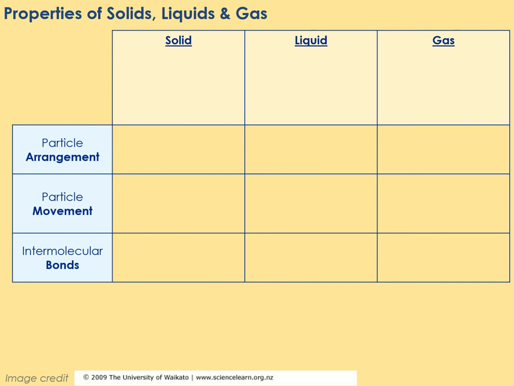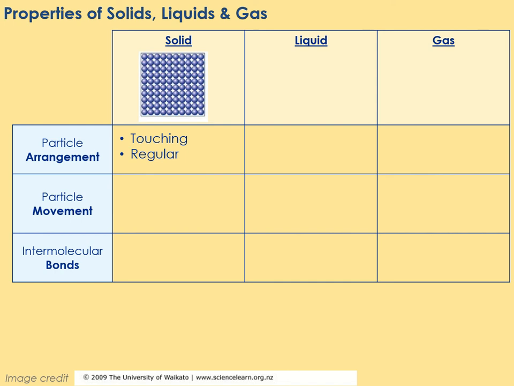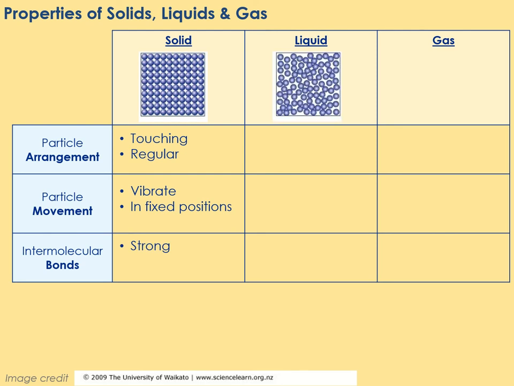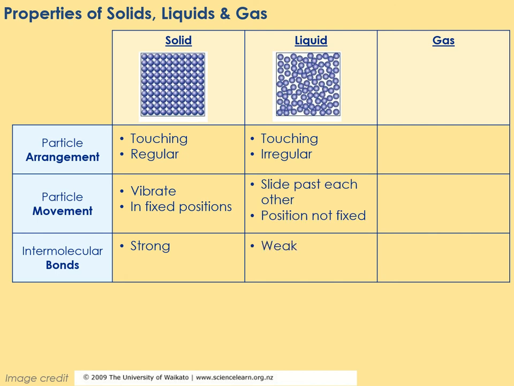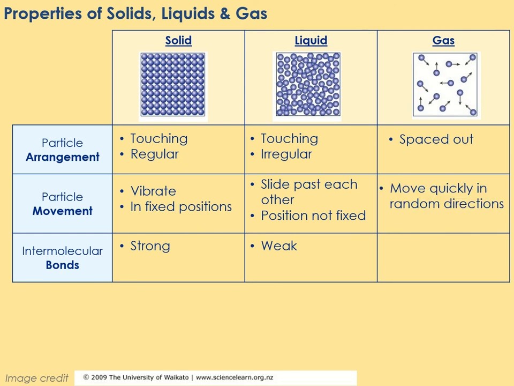So to understand conduction, you really need to have in your mind the properties of solids, liquids and gases. So hopefully you remember that solids have got touching particles in a regular arrangement. The particles vibrate in fixed positions and have strong intermolecular bonds. Liquids have got touching but irregular particles that can slide past each other, so they're not in fixed positions, with weak intermolecular bonds. And gases are spaced out, or the particles are spaced out. They move quickly in random directions and they have no intermolecular bonds.